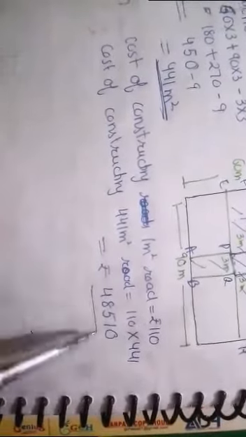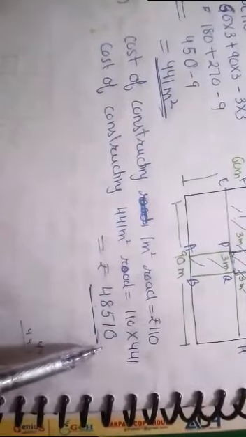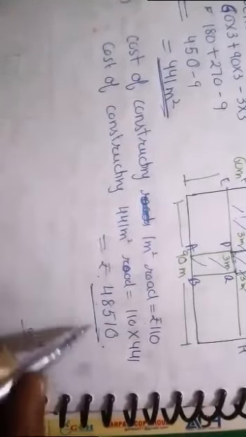Now we have to find the cost of constructing the roads at rupees 110 per meter square. Cost of constructing 1 meter square road is rupees 110. So cost of constructing 441 meter square road is 110 multiplied by 441. We will get 48,510 rupees. Okay, so this is your final answer.